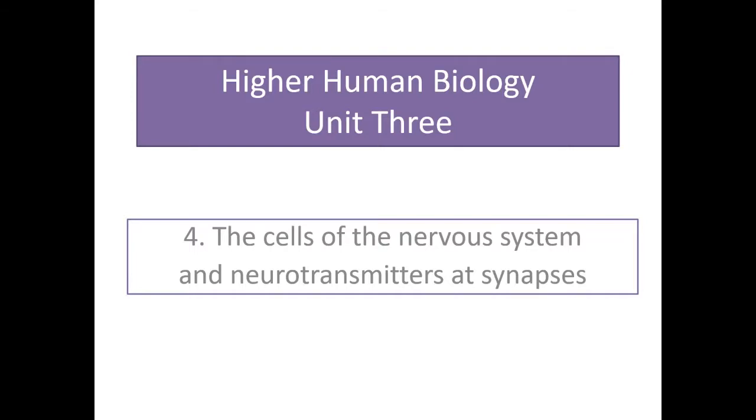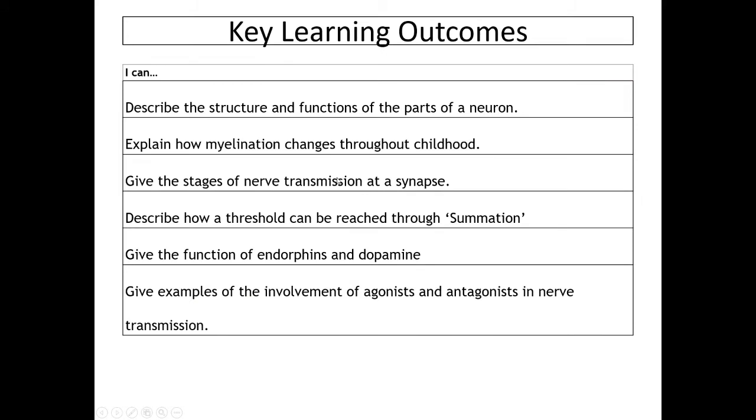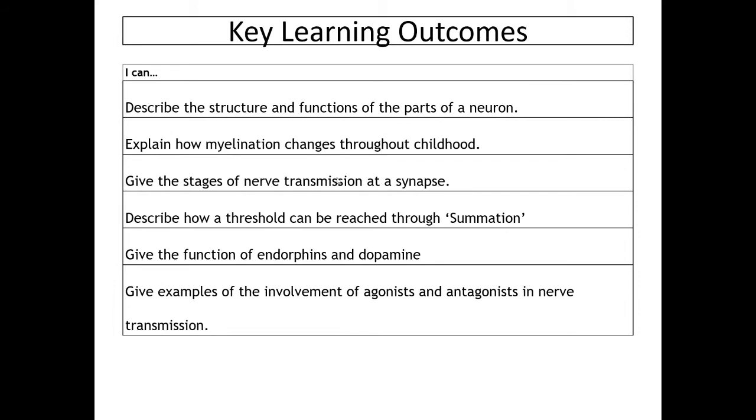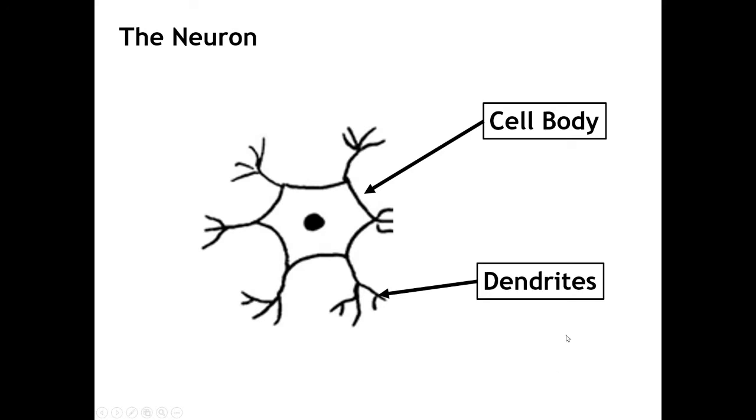This video covers Higher Human Biology, Unit 3, Key Area 4, the cells of the nervous system and neurotransmitters at synapses. The key areas and outcomes we will go over are describing the structure and function of the parts of the neuron, explaining how myelination changes throughout childhood, giving the stages of nerve transmission at synapse, describing how a threshold can be reached through summation, giving the function of endorphins and dopamine, and giving examples of the involvement of agonists and antagonists in nerve transmission.